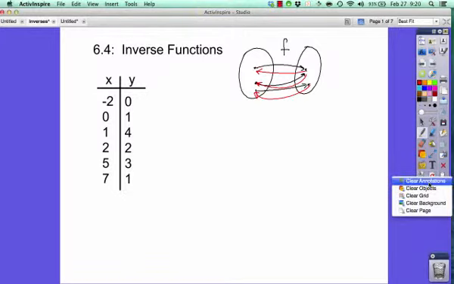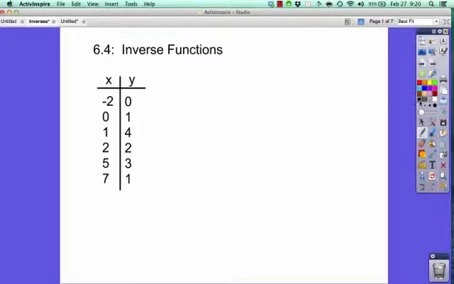This is a t-table. So if this is my x and this is my y, I'm going to make an inverse. Right now I'm going to say this is an inverse relation. Can anybody tell me the difference between a function and a relation? A while ago, right? Yes? Very good. Okay, excellent.